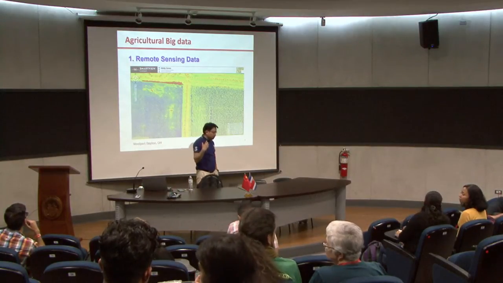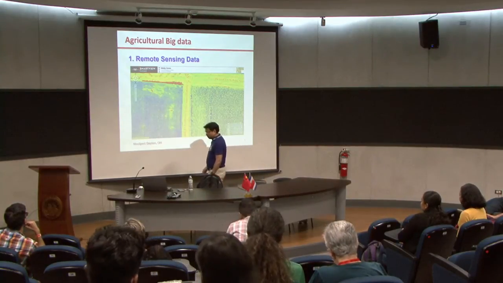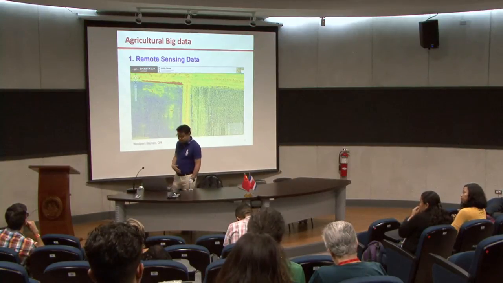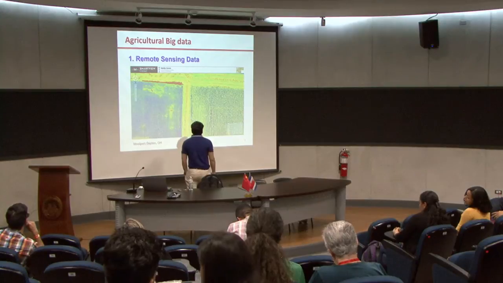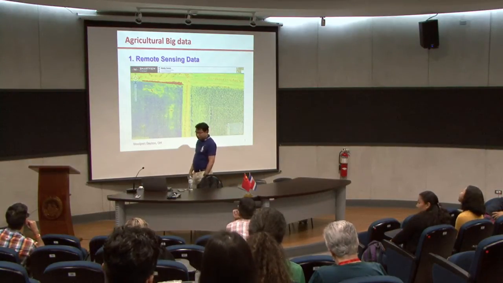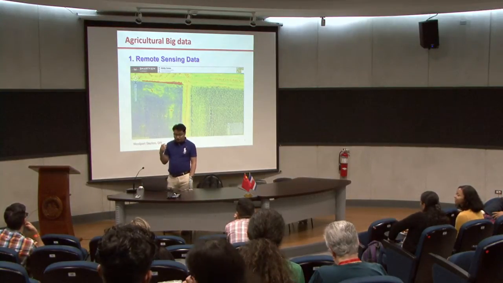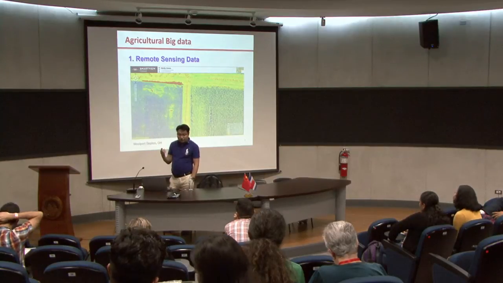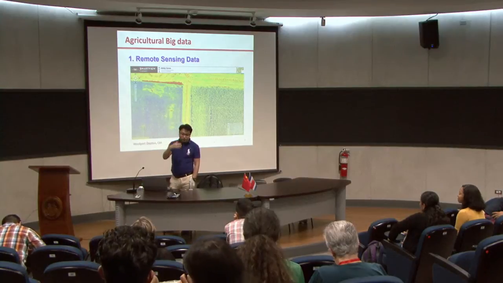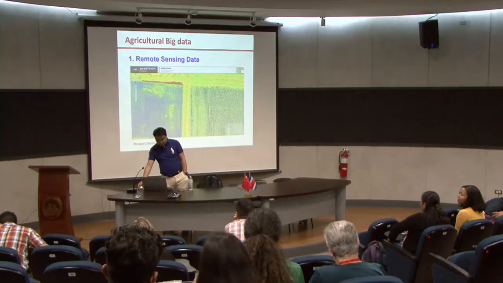Just now, I gave a brief introduction of big data, and now we focus on the agriculture data we can get. At first, it is remote sensing data. I mentioned in the morning we have a lot of satellite images, like Google Earth or satellites of China or Europe, this kind of remote sensing data.